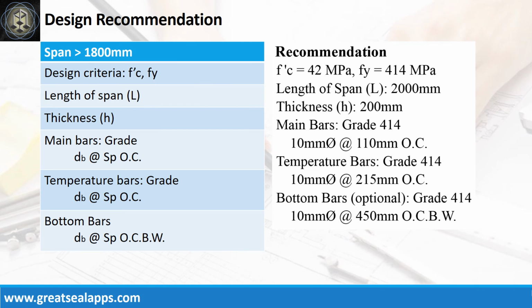FC prime equals 42 MPa, Fy equals 414 MPa, length of span is 2000 mm, thickness is 200 mm, main bars of grade 414, 10 mm bar at 110 mm on center, temperature bars of grade 414, 10 mm bar at 215 mm on center, bottom bars of grade 414, 10 mm bar at 450 mm on center both ways.